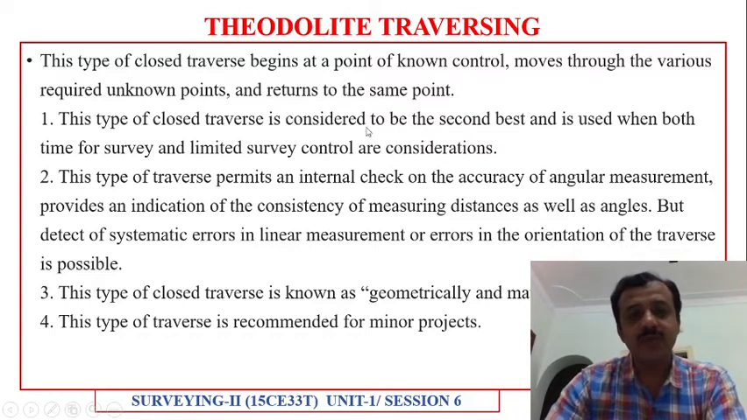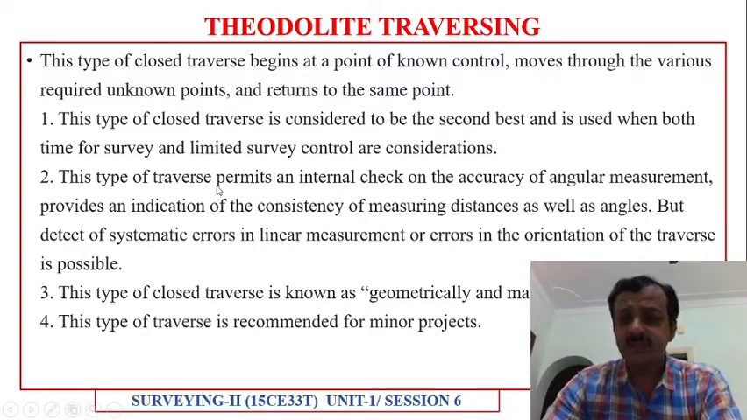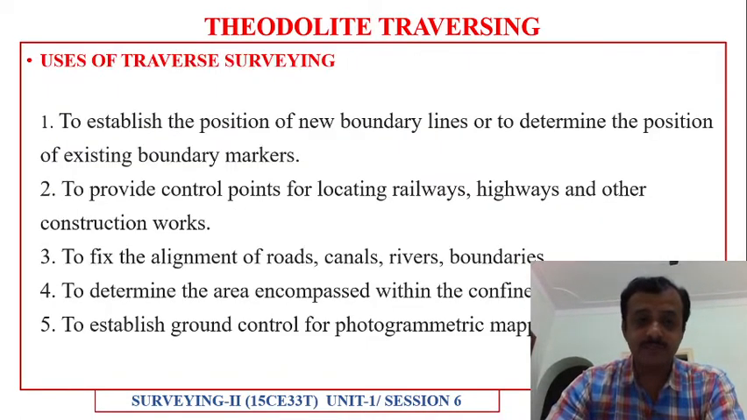This type of closed traverse is considered to be the second best and is used when both time for survey and limited survey controls are considered. This type of traverse permits an internal check on the accuracy of the angular measurement. You can easily check the accuracy of the work we have done. It is known as geometrically and mathematically closed. This type of traverse is recommended for minor projects.